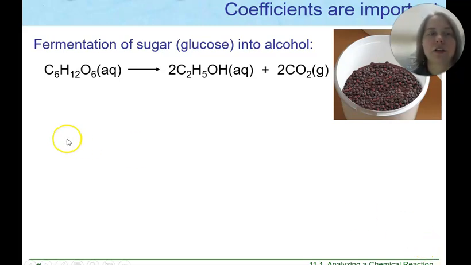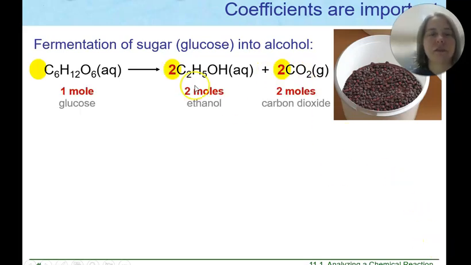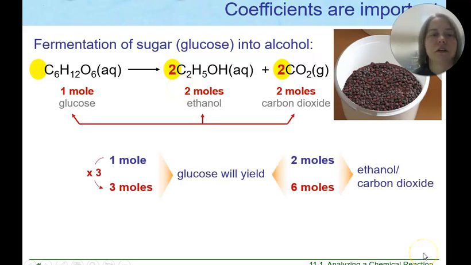So let's look at a chemical equation. The fermentation of sugar, C6H12O6, ferments into ethanol, 2 moles of C2H5OH, and 2 moles of carbon dioxide gas. If we notice, our ratio is 1 yields 2 and 2. So if I have 3 moles of glucose, I will form 6 moles of ethanol and carbon dioxide. If you notice, the ratio 1 to 2 to 2 would be the same as the ratio 3 to 6 to 6.